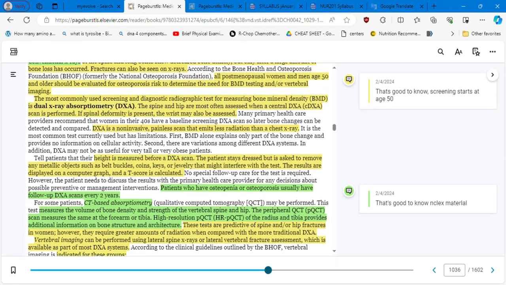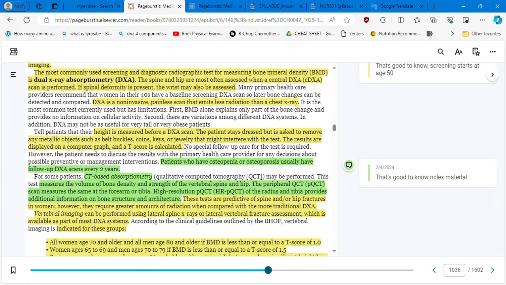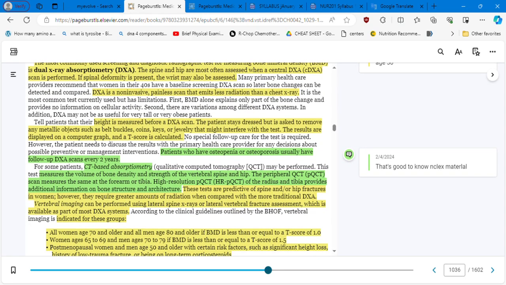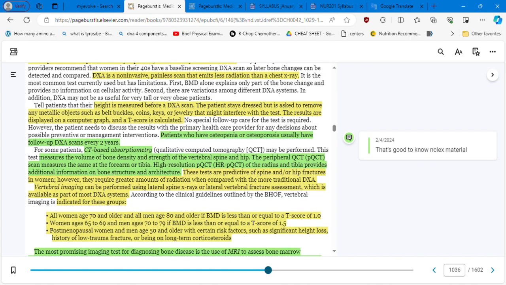DEXA is a non-invasive, painless scan that emits less radiation than a chest X-ray, believe it or not. Height is measured before a DEXA scan. The patient stays dressed but is asked to remove any metallic objects, such as belt buckles, coins, keys, or jewelry. The results are displayed on a computer graph and a T-score is calculated. Patients who have osteopenia or osteoporosis usually get a follow-up every 2 years.